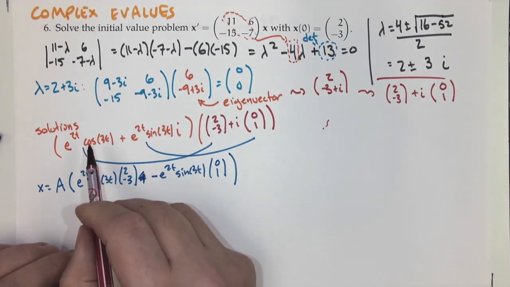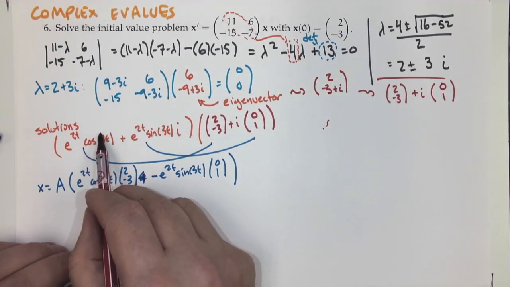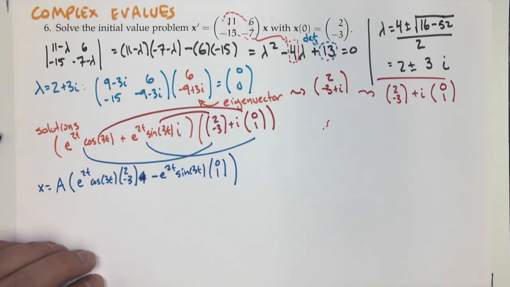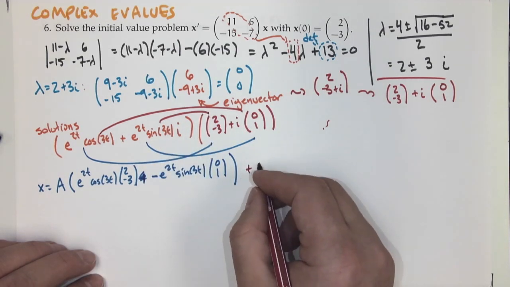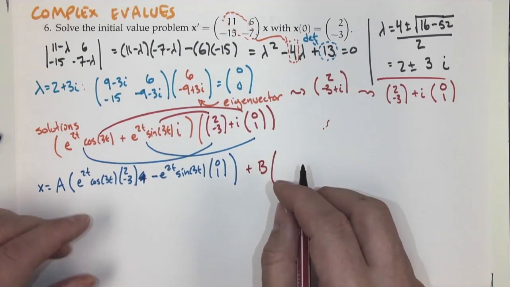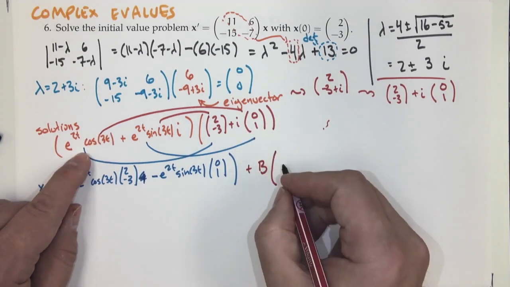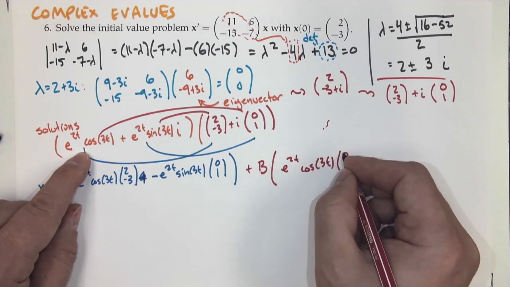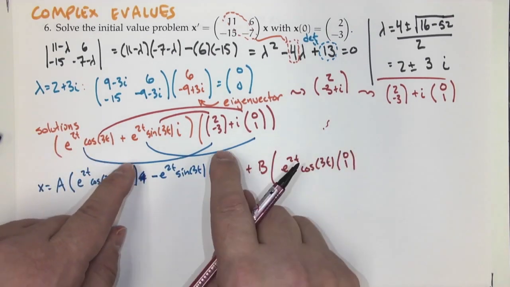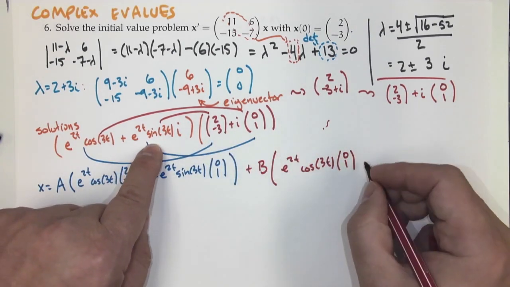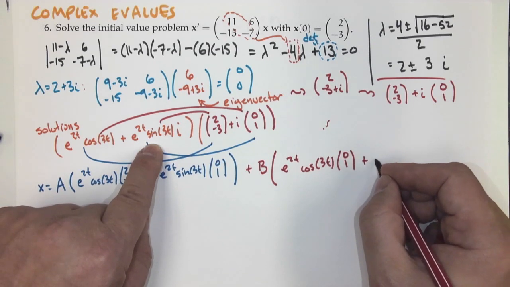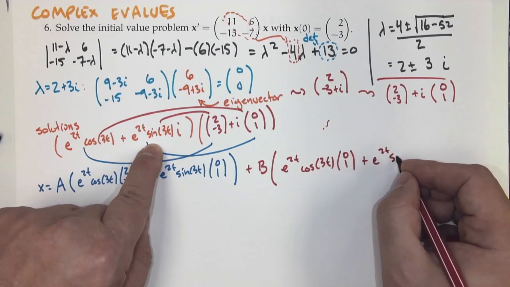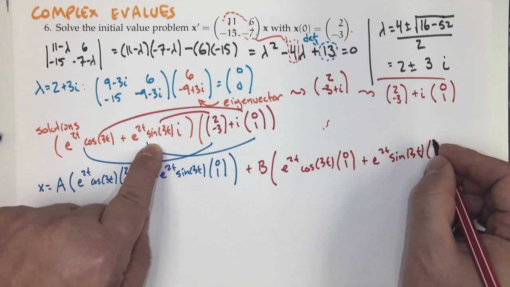Then there's the imaginary pairing. Those two. So plus b, some arbitrary constant, e to the 2t cosine 3t, 0, 1. And then the other part will be e to the 2t sine 3t times 2, negative 3.